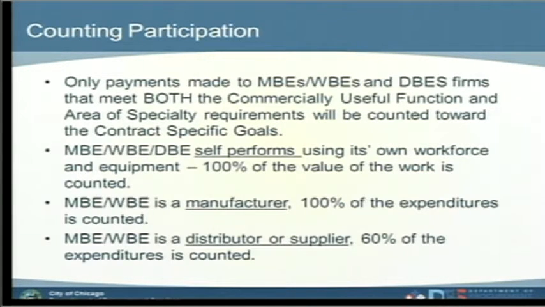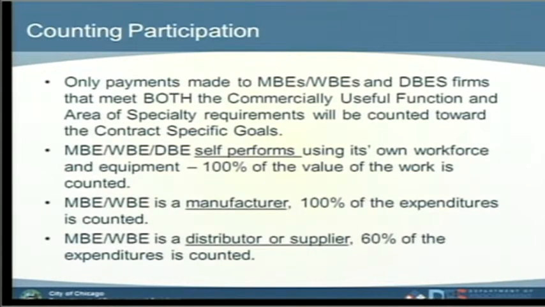Now, how do we count the credits? The M, the W, or the D can be self-performing, meaning the contract calls for a DBE. I am a DBE. I don't need to seek anybody out to come and work for me. I can do it at 100%. Same applies for M, same applies for the W. If the contract does not have any other participation, because if it does, then I will only do the portion that fits me, and I will have to complement with the other firms to do the other part. And then I will get the credit for the part that I did. Does that make sense to everybody?